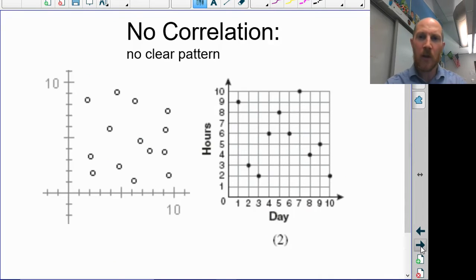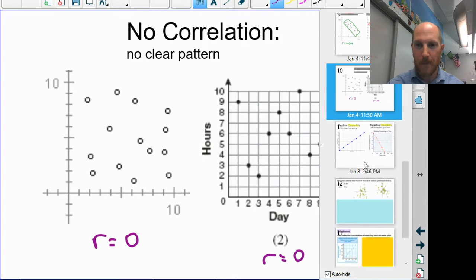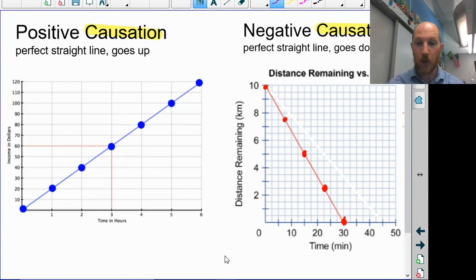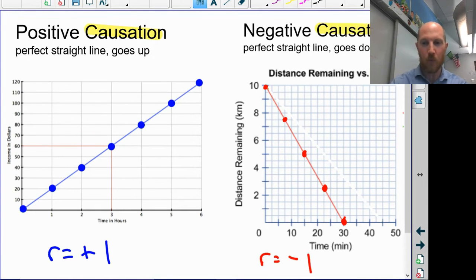All right, no correlation. If there's no correlation, R is going to be 0. That would be true for both of these, because there is no correlation on either of those graphs. With the causation, the blue one, positive, it's a perfect straight line, so 1. And with the red one, since it is going down, that'll be negative, but it's a perfect straight line, so a value of -1.